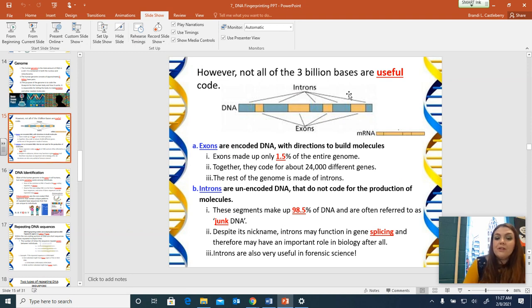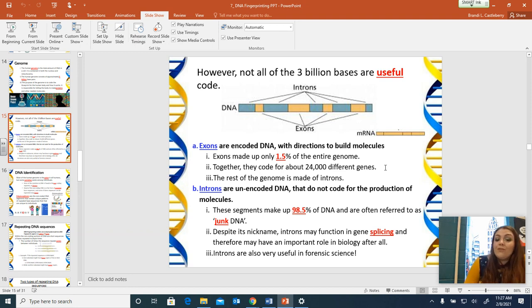However, not all 3 billion bases are useful, okay? There is a lot of things in our long code of DNA that doesn't seem to truly have much of a purpose. Some of it seems really purposeful and not all of it does. So exons are encoded DNA with directions to build molecules. Okay, so it's like a specific section. An exon is a segment of your DNA that tells it to build a certain type of molecule.